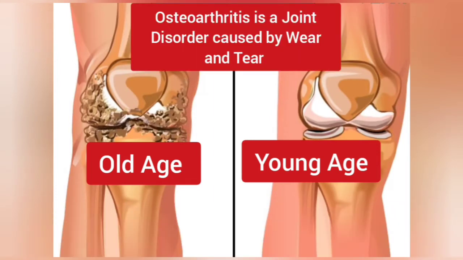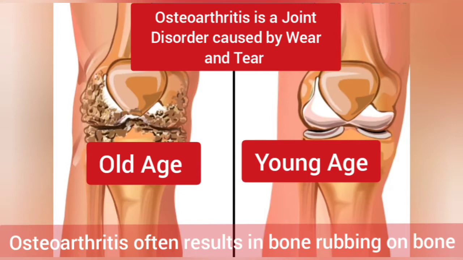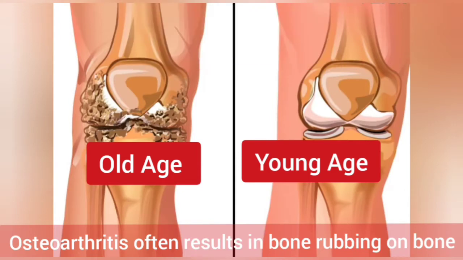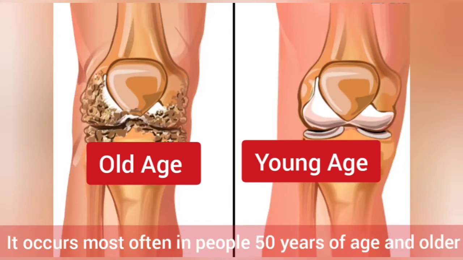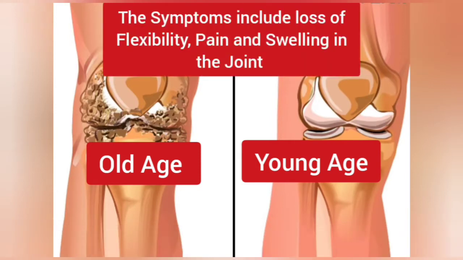Osteoarthritis is a joint disorder caused by wear and tear. Osteoarthritis often results in bone rubbing on bone. It occurs most often in people 50 years of age and older. The symptoms include loss of flexibility, pain, and swelling in the joint.